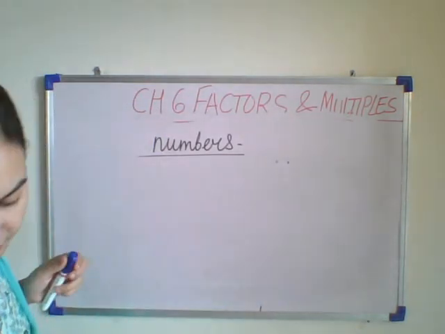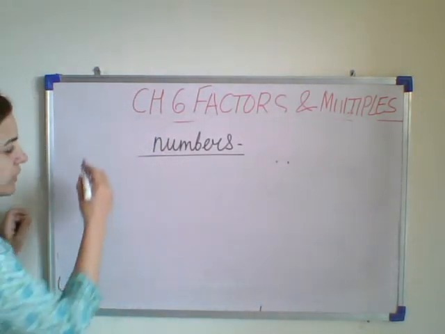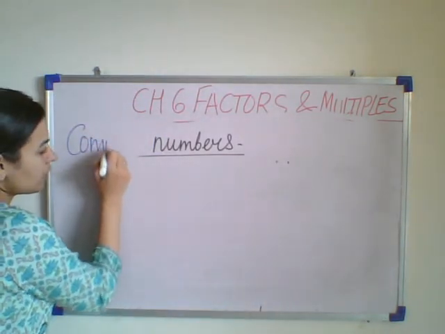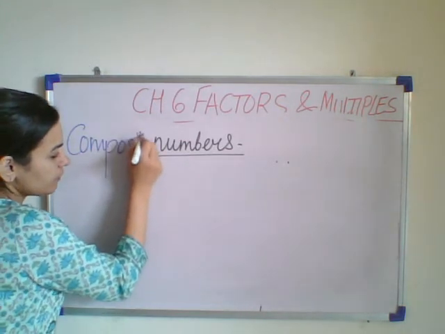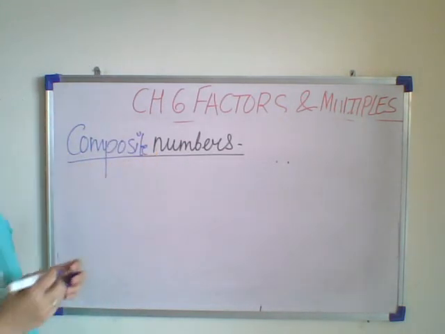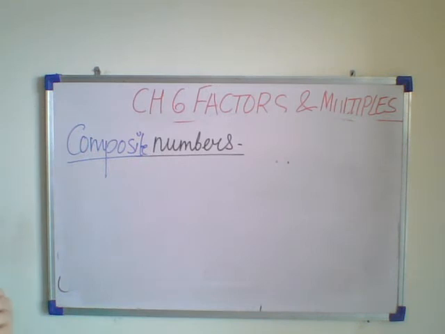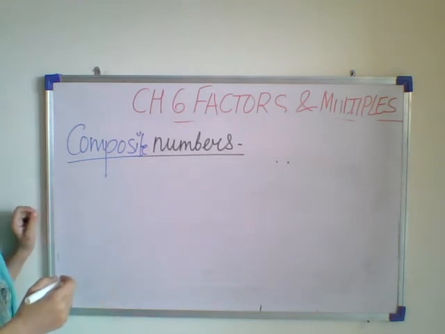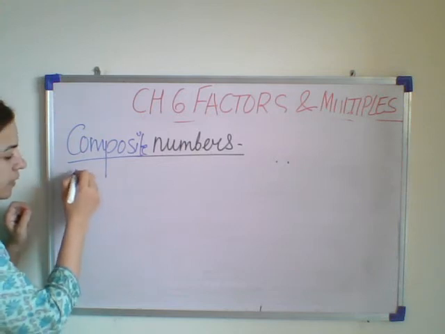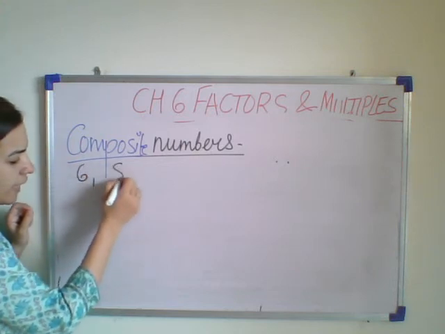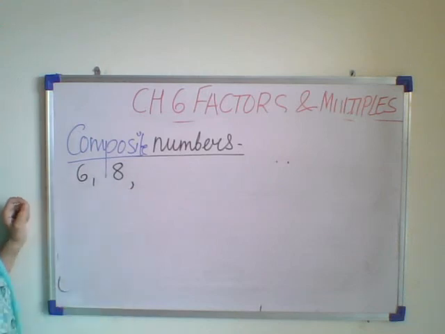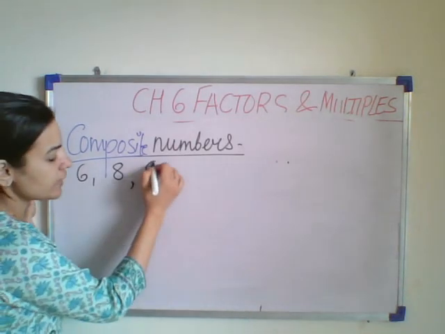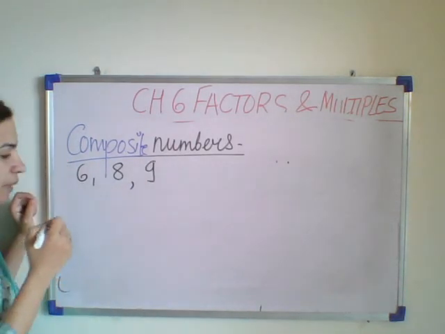Next we will be studying the composite numbers. What are composite numbers? Numbers that have more than two factors are called composite numbers. Let us take an example like 6, 8, 9. We can say these are composite numbers.